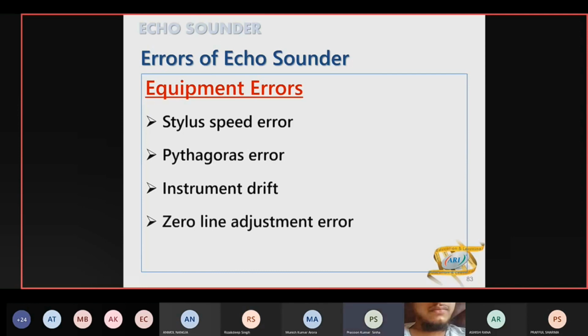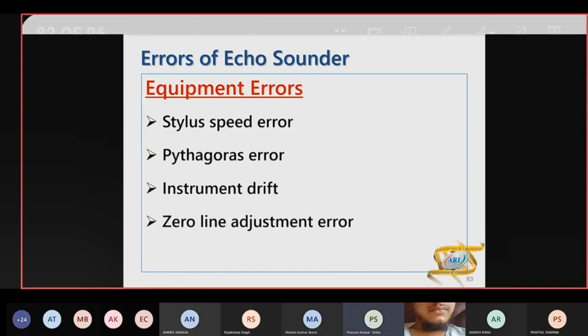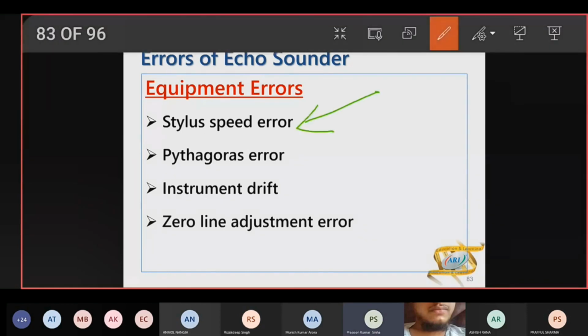Having understood the functioning of the echo sounder, how it works, you should now be able to tell me what we mean by stylus speed error. Yes. What should we mean by stylus speed error? Gentlemen? So the speed of the stylus is not the half of the speed of the sound wave. It's different from that. It is more or less. Very good. Yes, sir. Very good.